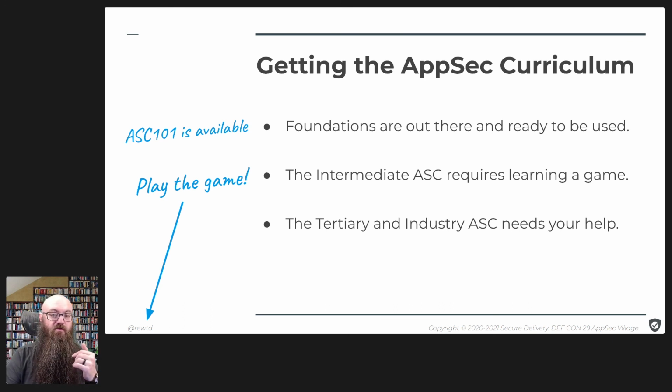Tertiary and industry training is still a work in progress. We've built parts of the whole, and we're able to present those parts to your teams if they have a need for particular aspects of them. But that's not the point, right? The point is for this to become a standard and for everyone to have access to it, all of it. So we'll continue to build out what's there until that is the case.